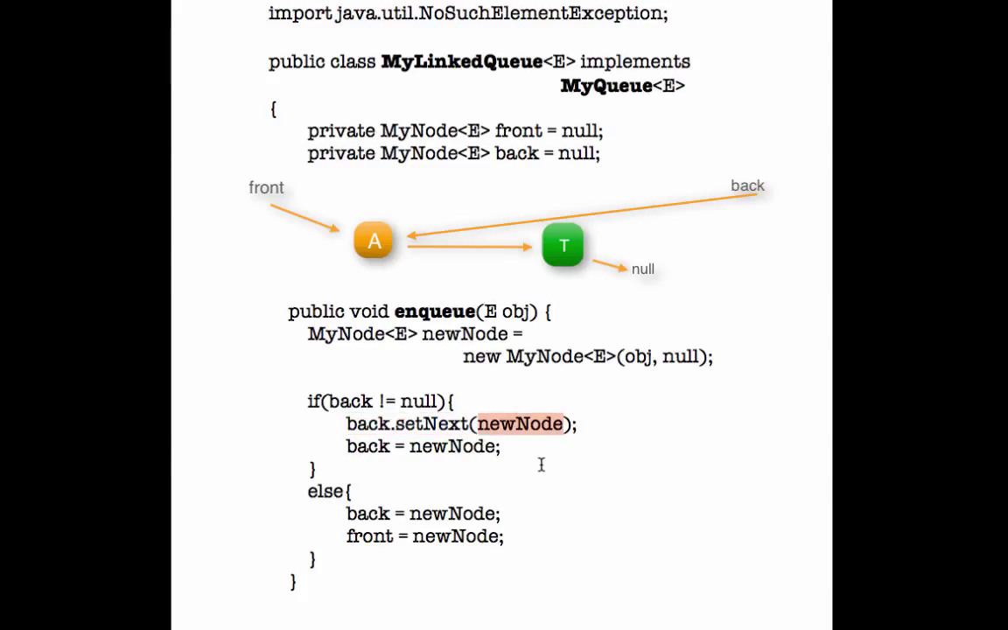So I have now inserted my new node at the end of the list. The new node should be the new end of the list. I need to update my reference back. So I'm done. Insert at the end, update the reference back.